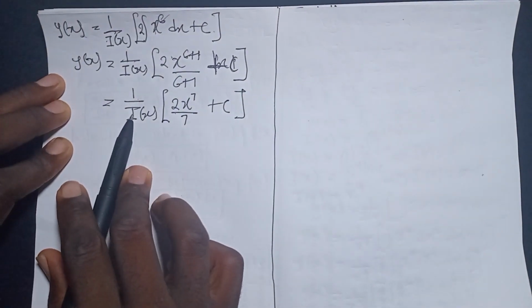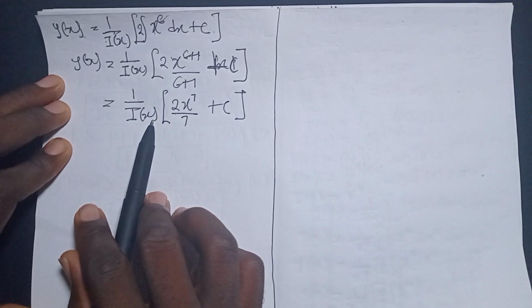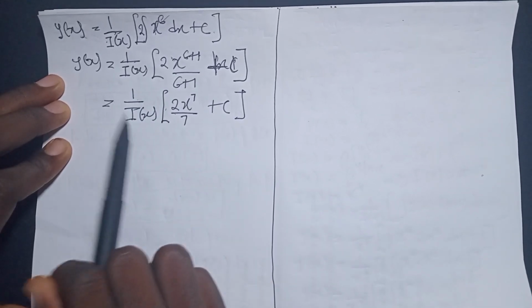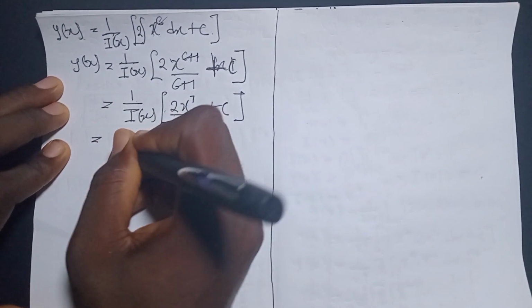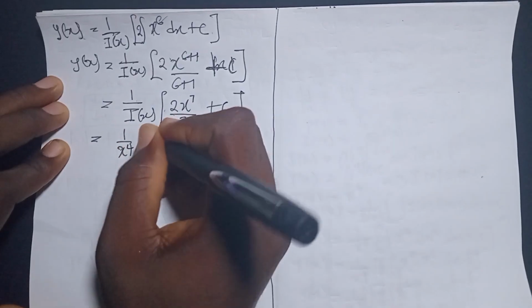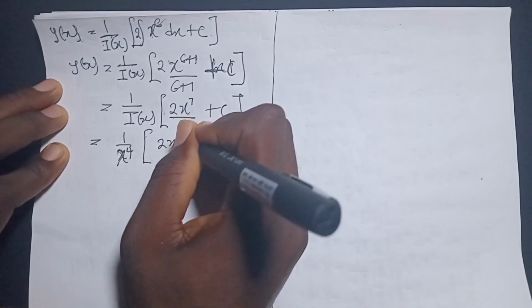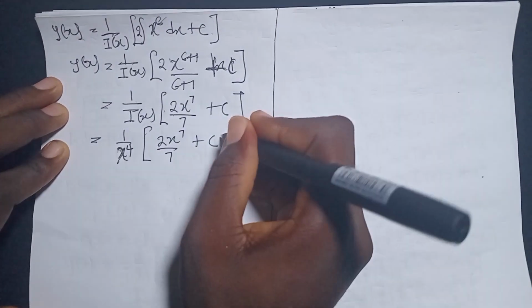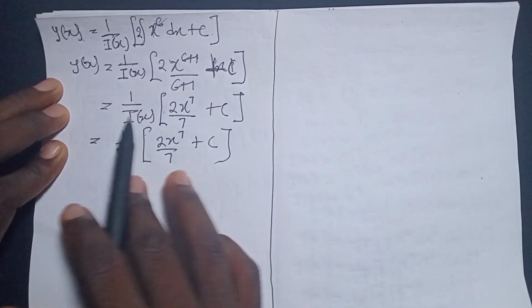So now you can use everything here to multiply what is in the bracket. Remember that I of x is equal to x raised power what? 4. So this is equal to 1 over x raised power 4, 2x raised power 7 over 7 plus what? C. You can leave your answer like this. This is the answer, but you can still expand, remove the bracket.